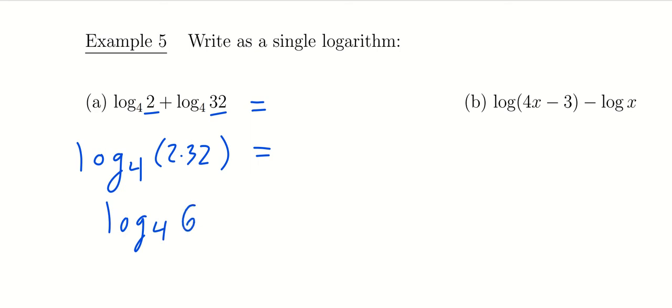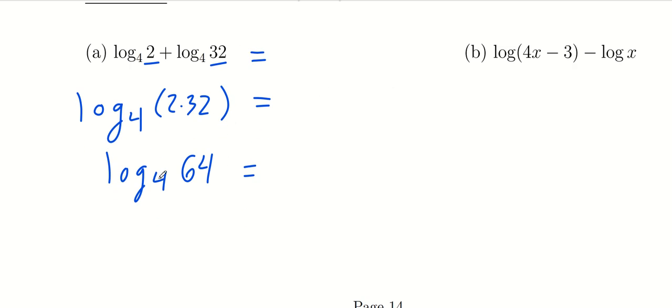And 2 times 32 we know is 64. And we can do a little bit better on this because we know that 4 to the third power is 64. Therefore, log base 4 of 64 equals 3. If you do 4 times 4 times 4, 3 times, that gives us 64. And that's why log base 4 of 64 is 3.